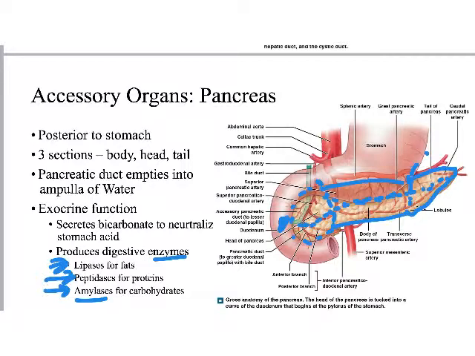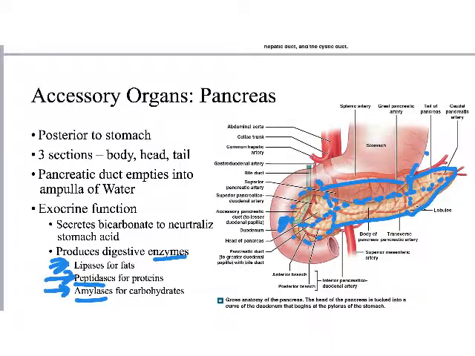We mentioned that there were peptidases in the stomach to help begin the digestion of proteins, and that's true, but most of the digestion of proteins occurs in the small intestine from peptidases secreted by the pancreas. So if you end up having significant damage to your pancreas, a lot of times those people will have to take these enzymes in pill form every time they eat. Otherwise, they won't be able to digest the food that they consume.